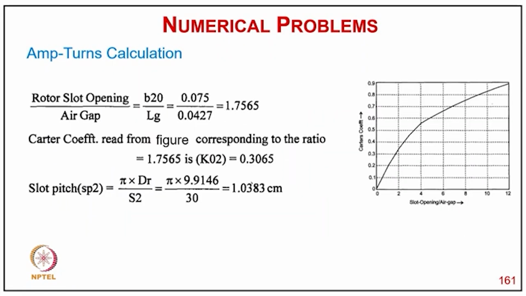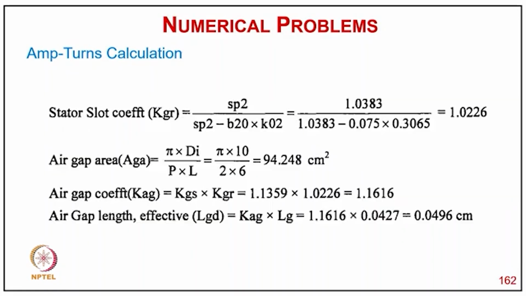Similarly, for the rotor slot opening divided by air gap, it comes to 1.75, and the Carter coefficient from the figure comes to 0.3065. Calculating the slot pitch, pi DR upon S2, comes to 1.0383 centimeter. Now the rotor slot coefficient KGR, putting in the value of SP2, is 1.0226.